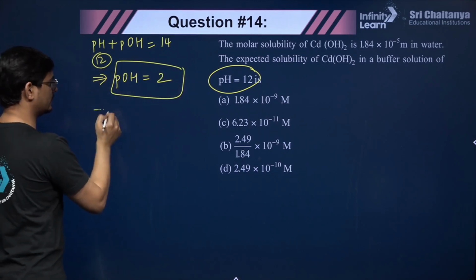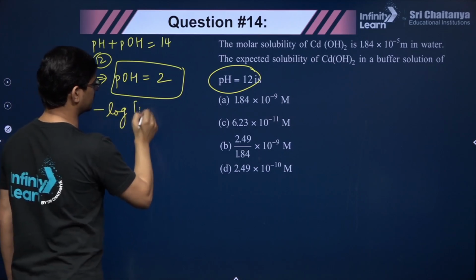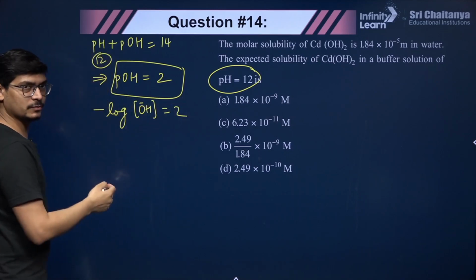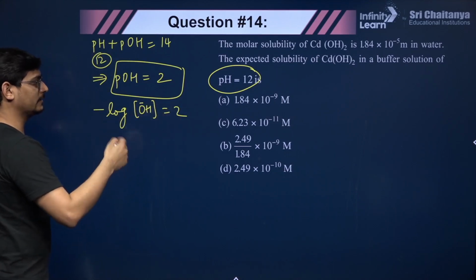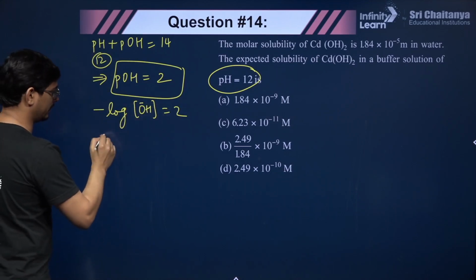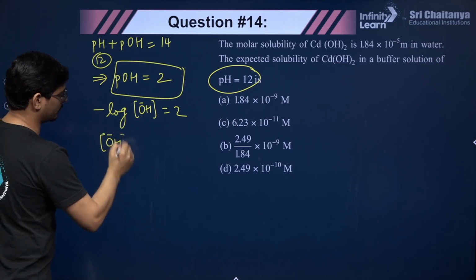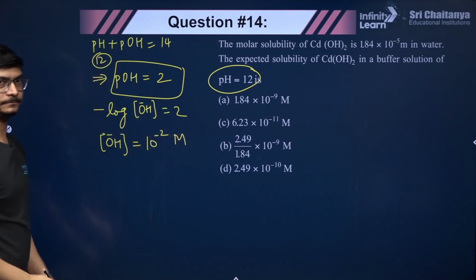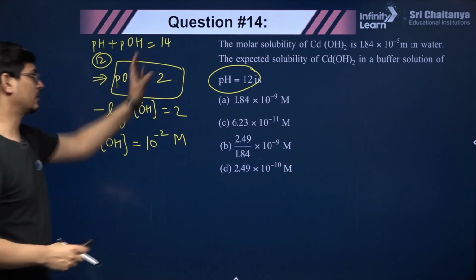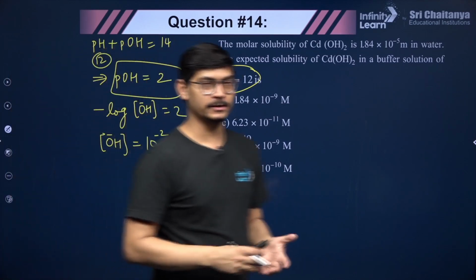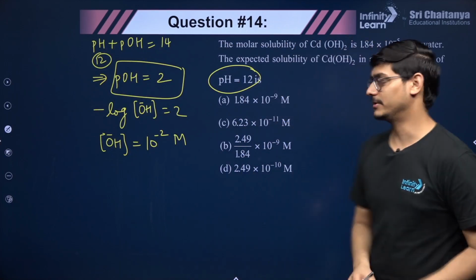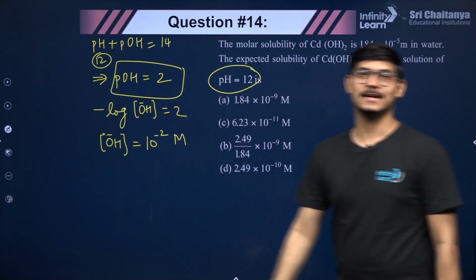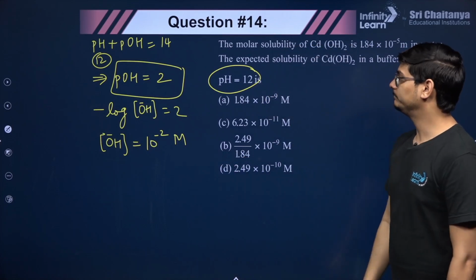Now pOH is minus log hydroxide ion concentration. So log of hydroxide is minus 2, and if log x is y, then x is equal to 10 raised to the power y. So the hydroxide ion concentration will be 10 raised to the power minus 2 molar. This is a good way of indirectly giving the hydroxide ion concentration. So pH is 12, pOH is 2, and hydroxide ion concentration is 10 raised to the power minus 2.